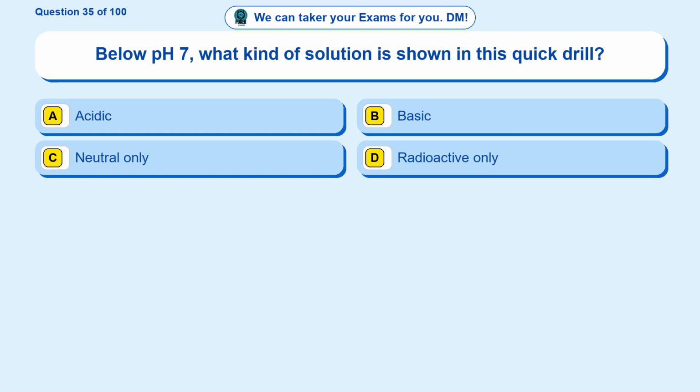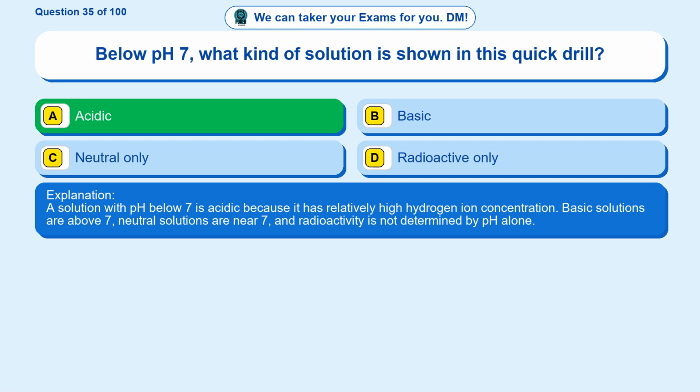Question 35. Below pH 7, what kind of solution is shown in this quick drill? Option A, acidic. Option B, basic. Option C, neutral only. Option D, radioactive only. The correct answer is option A. Acidic. A solution with pH below 7 is acidic because it has relatively high hydrogen ion concentration. Basic solutions are above 7, neutral solutions are near 7, and radioactivity is not determined by pH alone.